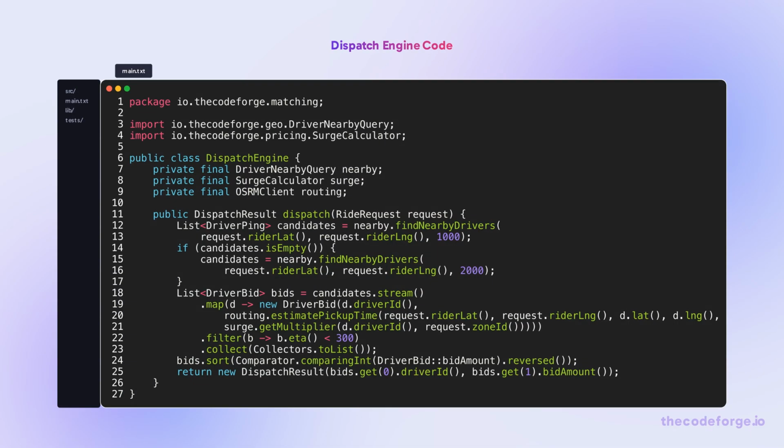The dispatch engine first finds nearby drivers, then computes ETA and surge for each candidate, filters those within 5 minutes, and picks the highest bidder with the rider paying the second highest bid.